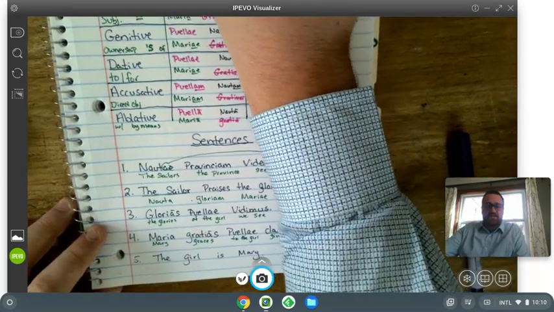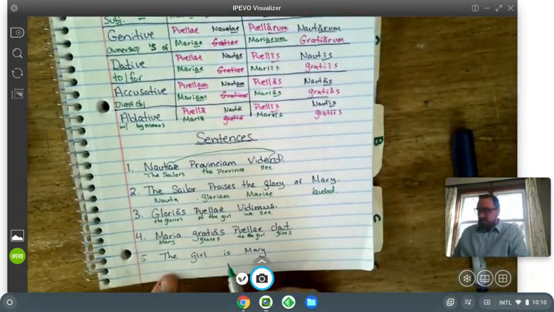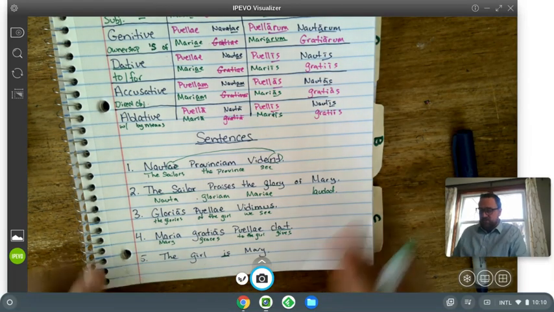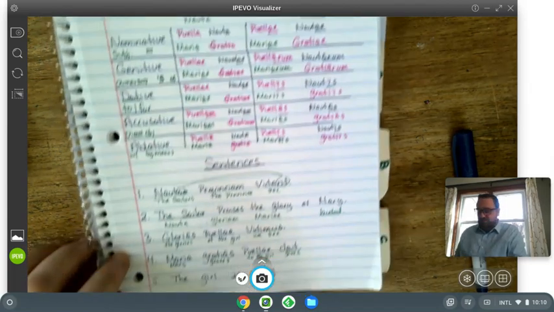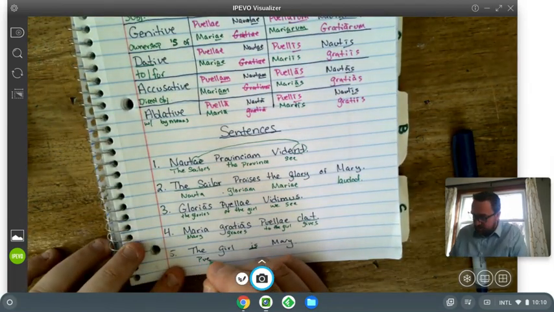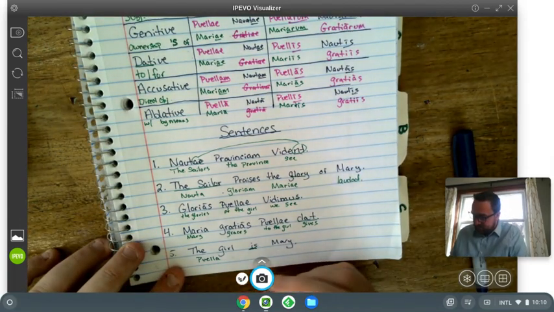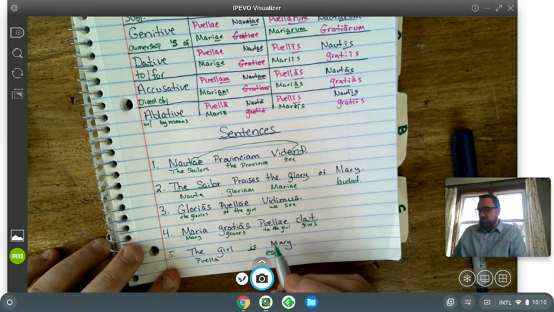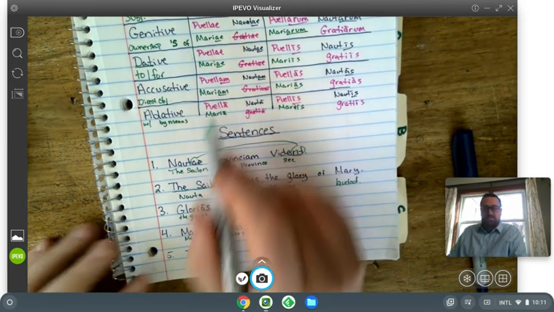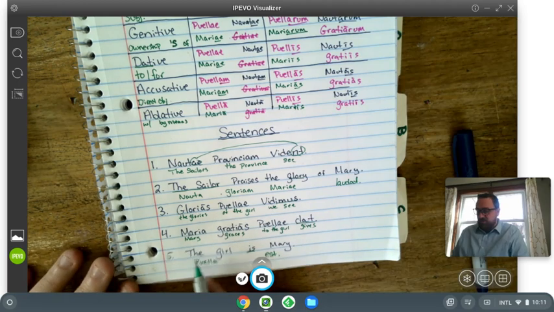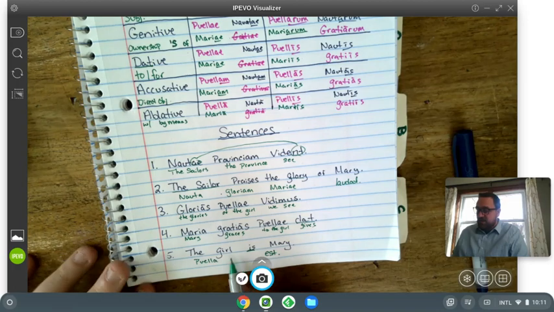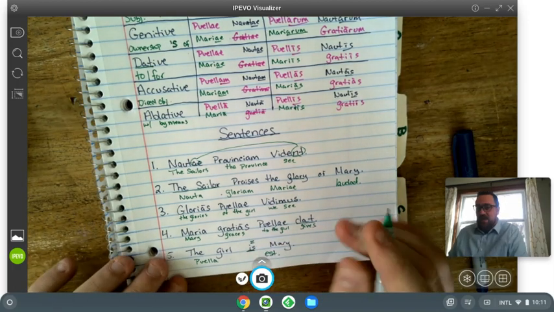And then the last sentence is an English one. The girl is Mary. And so is our verb. Who's doing the being? The girl is. So we're going to need puella for our nominative. So puella. And then est is our verb for is. Now, since the girl is Mary, you would think that Mariam would be, because usually the girl verbs marry, right? So usually if you verb marry, but this is different. Is is like an equal sign.